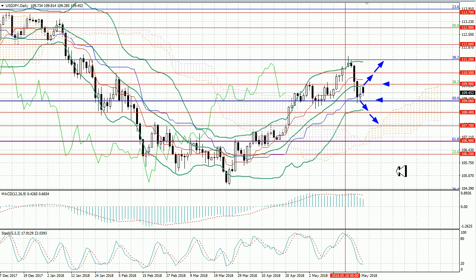MACD histogram is decreasing in the positive zone, stochastic approached the oversold zone and may reverse upwards. Fundamental events of the week include the data on retail sales, industrial production and the manufacturing PMI of Japan. Generally, to enter the market, it is better to wait for the breakdown of the 109 level or breakout of the level of 109.90.